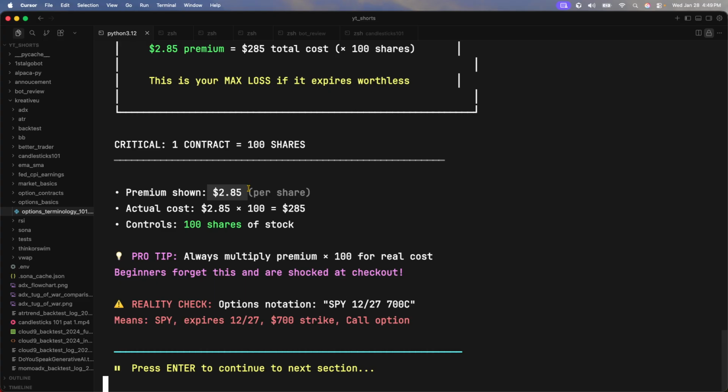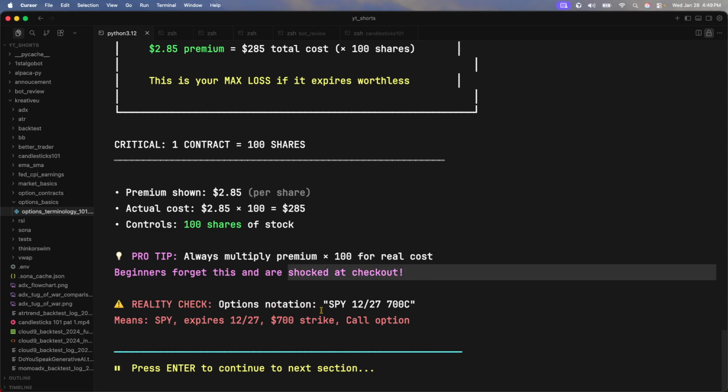But again, this gives us the right to buy it. You still have to go buy it. What you're buying here is just the option, the right to go buy, because you still have to go buy it, gang. All right, we got it? Perfect. Always multiply the premium by 100 for the real cost. Beginners forget to do this and are shocked at checkout.